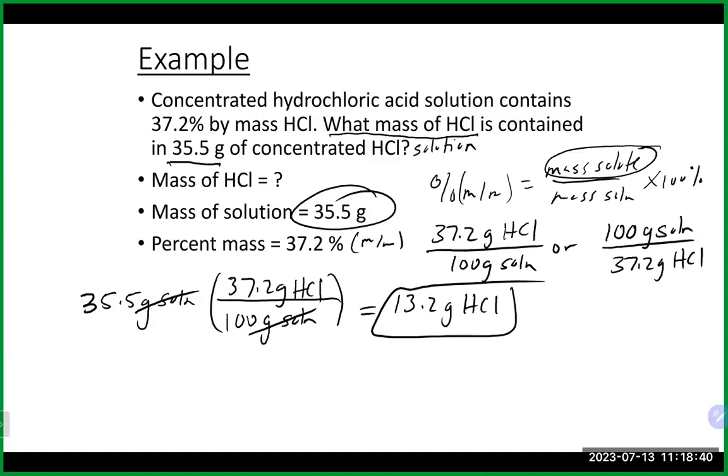Let's see here, 35.5 times 37.2 divided by 100, 13.2 grams. That is really the same math you would do if you plugged all the numbers into the formula. It's basically the exact same math. So if you want to just plug it into the formula, you can, or if you want to do more of a dimensional analysis approach, you obviously could as well. They both come out basically the same. Any questions on that one there?